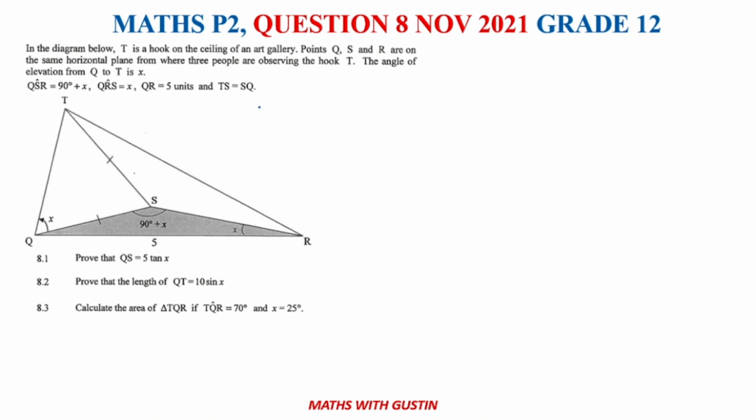Good stuff. 8.3 says here, calculate the area of triangle TQR. And they also state to us that Q is equal to 70 and X is equal to 25. I think this is great. They've given us enough information here.